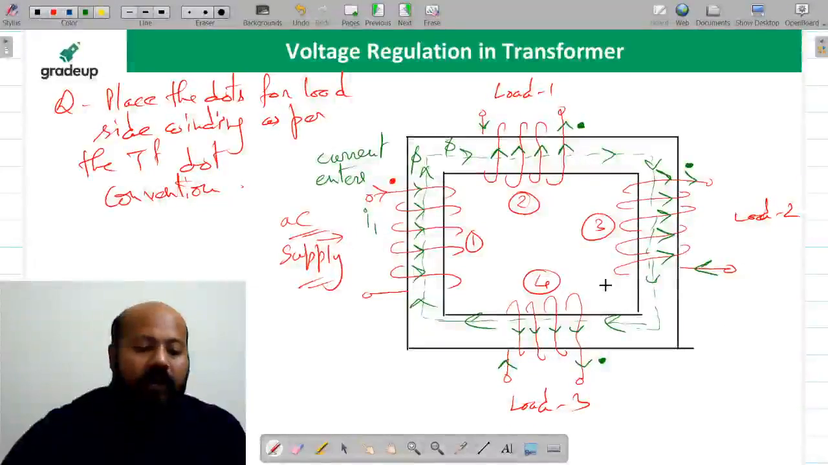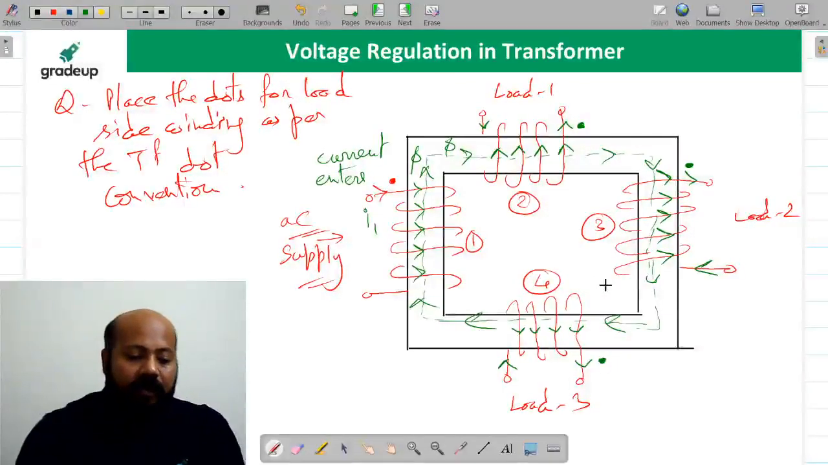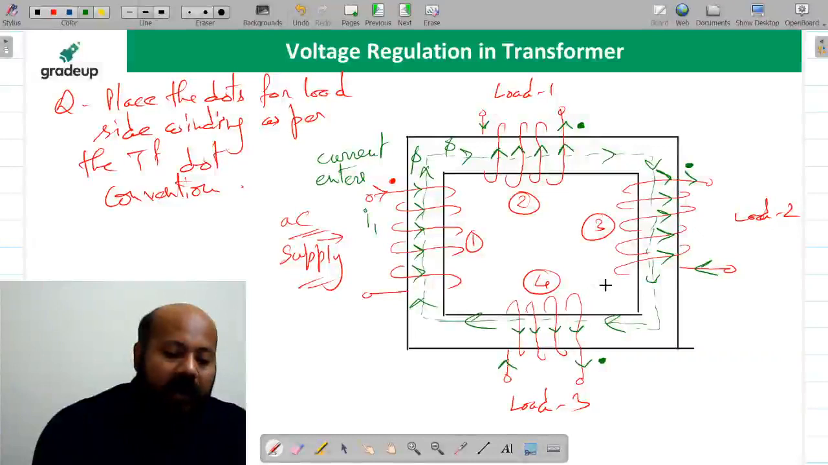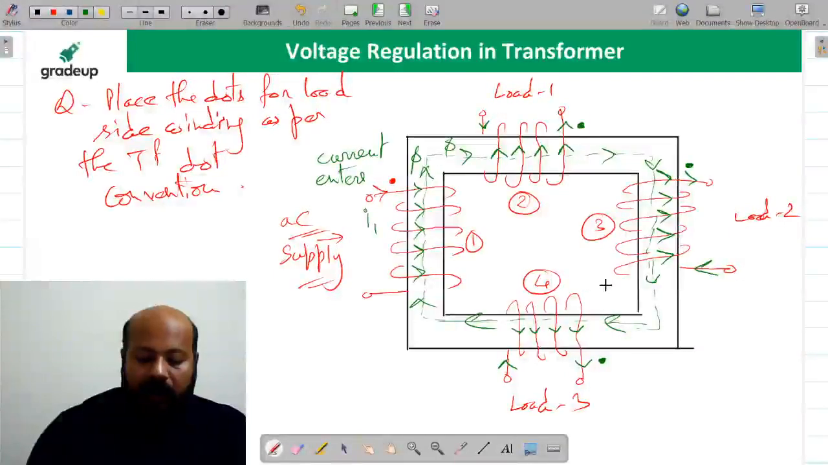Now all of you, please tell me whether you are comfortable with this understanding of the dot convention for the transformer. If you have any doubt, you can ask me. Please tell me quickly. With this dot convention, are you comfortable? I can try to answer your doubt if you have any. Otherwise, we are going to proceed. What about other candidates? Okay. So now let us proceed.